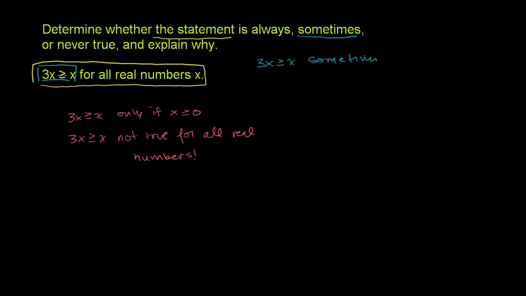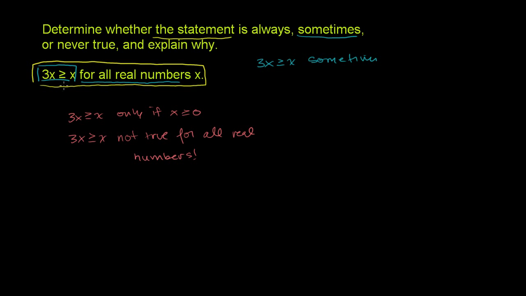But this whole thing, 3x is greater than or equal to x for all real numbers, is not sometimes true and sometimes not true. This is never true. You can never say it's for all real numbers. It's not like this is true on Monday and then on Tuesday this becomes not true and then on Wednesday it becomes true. This is never true because the statement for all real numbers just won't work. You can't say for all real numbers 3x is greater than or equal to x.